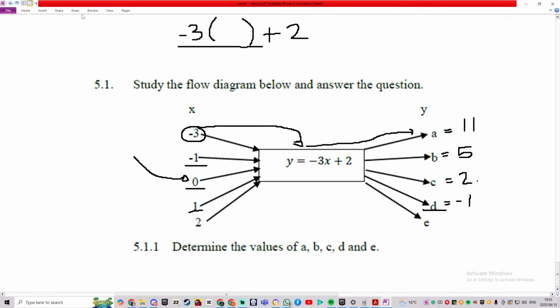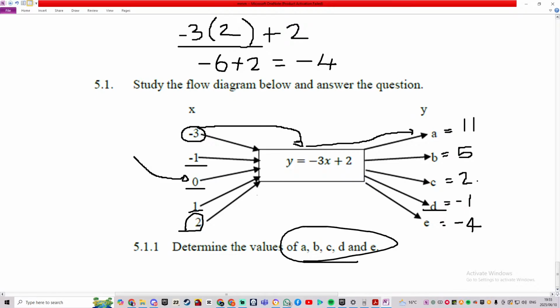Then the last one, just going to do it quickly. We substitute that 2 in that place, x's position. Minus 3 times 2 is minus 6. Minus 6, we need to plus 2 still. Minus 6 plus 2 is minus 4. That means E is equal to minus 4. So when you have something like this, you just substitute the x, all those numbers in there, and you get an output every single time.